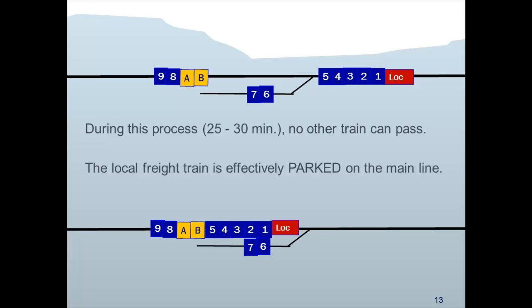During this process, which may take 25 to 30 minutes, hopefully less, no other train can pass on the single-track main. The local freight is effectively parking on the main line. With this simple but typical scenario, you can see how important it is to consider the potential impacts of local freight movements when planning new infrastructure or services.